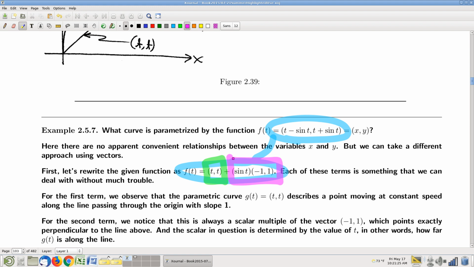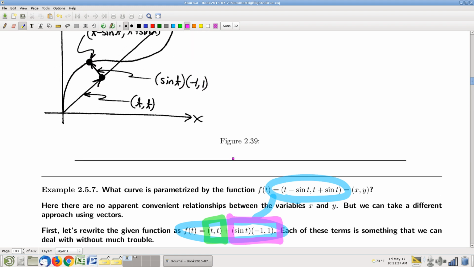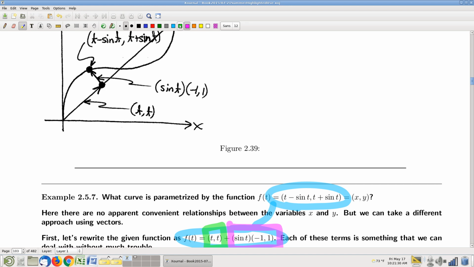Okay. So let's draw pictures of these things. And not hard to persuade yourself, t comma t is going to be a point like that. That's just moving along that straight line. That's easy. Negative 1, 1. Well, that's too long, isn't it? Here, I'll go into pencil mode. Actually, let me do this in pencil mode, too. So, there's t comma t, moving along that straight line. Negative 1, 1 is that vector.